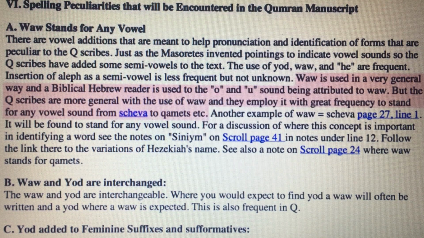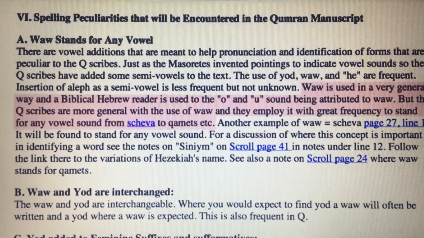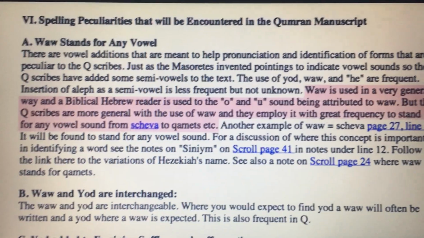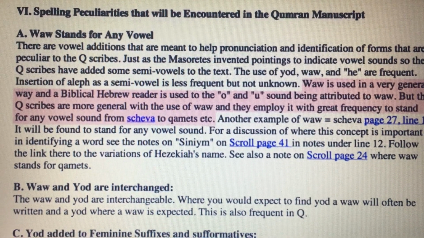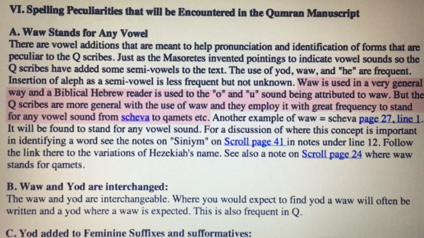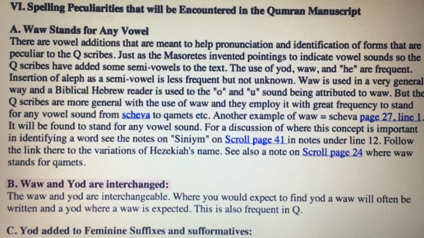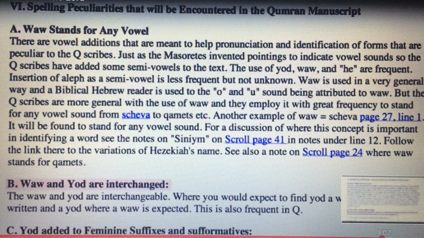In other words, the Dead Sea Scrolls uses the wa to sound like O, U, E, A, and E. Now that is not a reliable system. Woo! Let's go down here. Let's let him say it again.